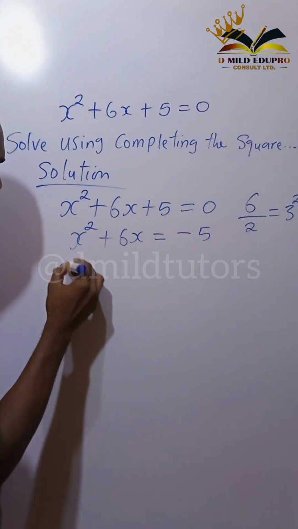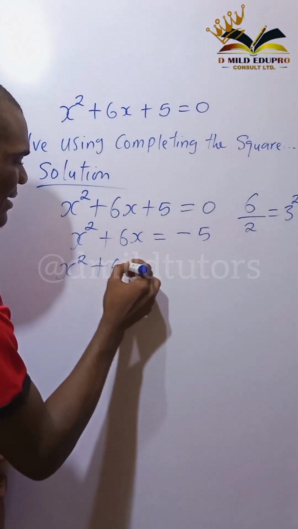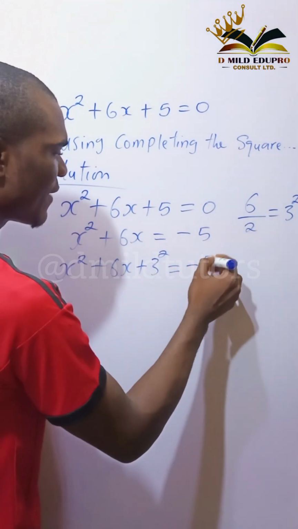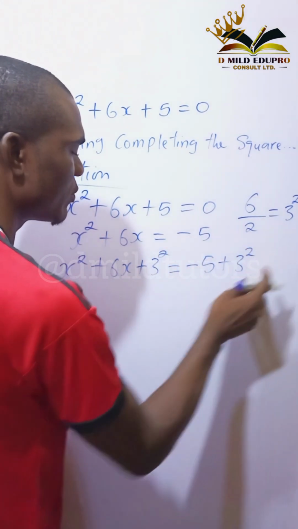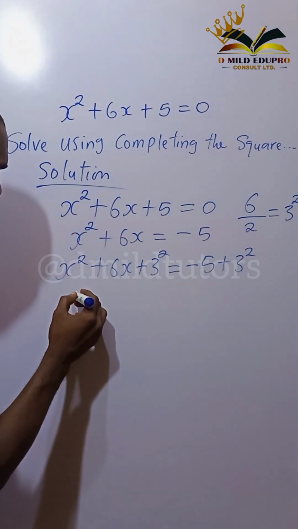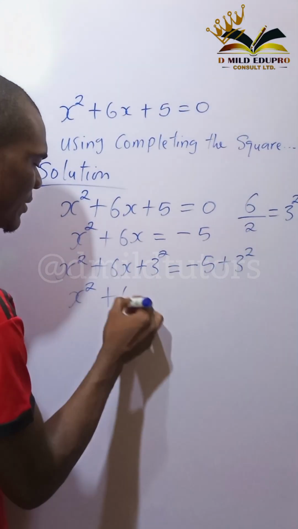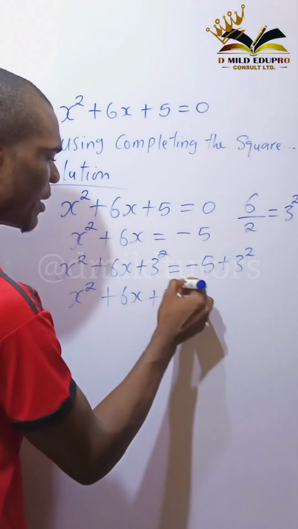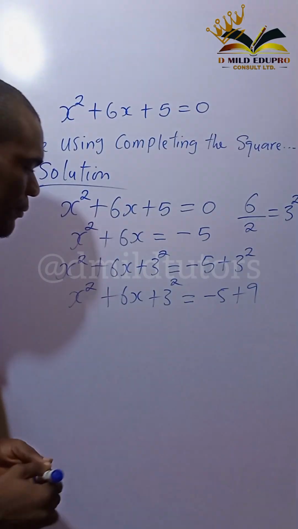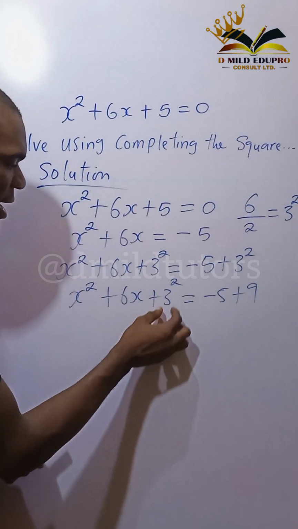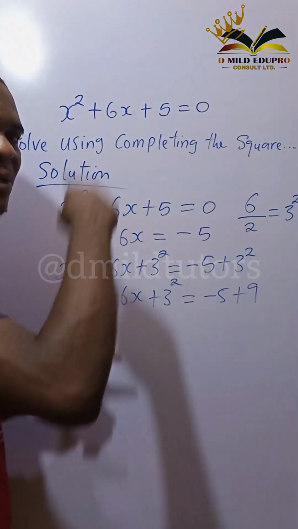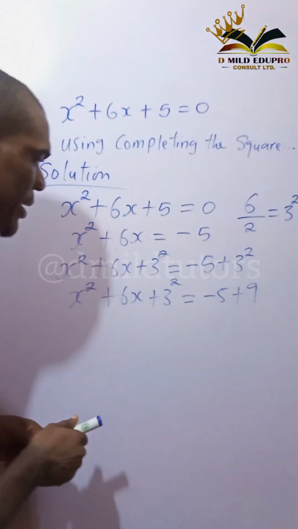So you're going to have x raised to the power 2 plus 6x plus 3 raised to the power 2 equals minus 5 plus 3 raised to the power 2. Recall that 3 raised to the power 2 is 3 times 3, which is 9. So you have x raised to the power 2 plus 6x plus 3 raised to the power 2 equals minus 5 plus 9. Now you'll be wondering why I didn't simplify this to be 9? It's going to work later instead of switching it back to 3 raised to the power 2 again.